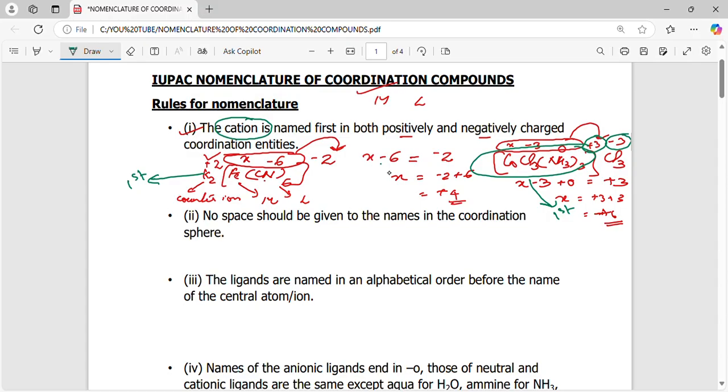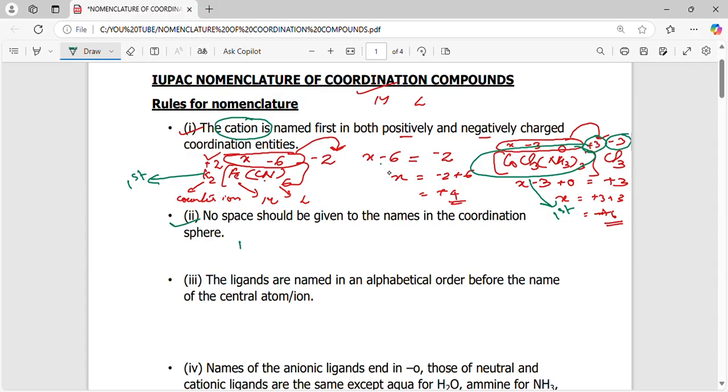For that, the first step is to calculate the charge of the coordination sphere, as well as the charge of the central metal atom. Why? Because we need to use the charge, and in coming rules I'll explain when we need to use it. Now the second rule is that no space should be given between the names in the coordination sphere.